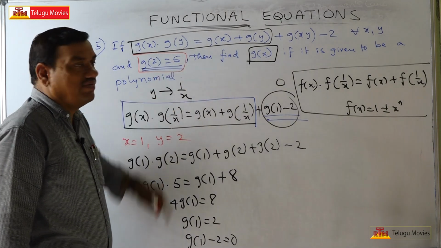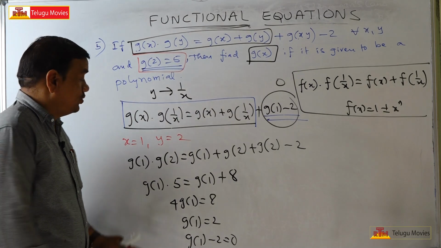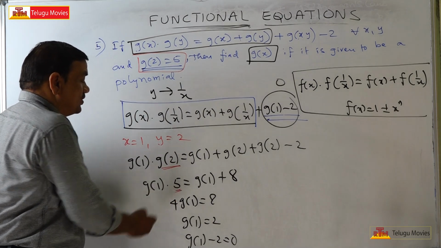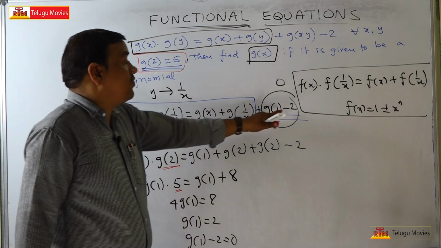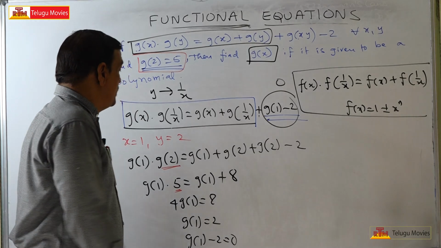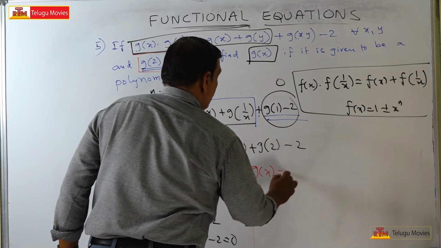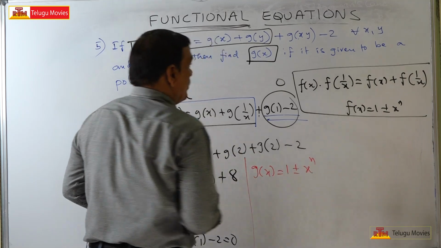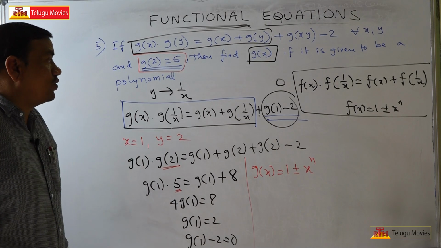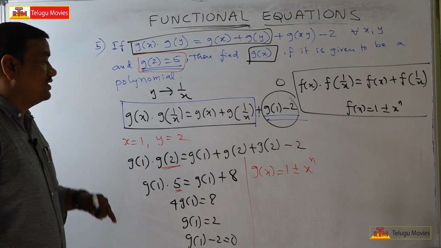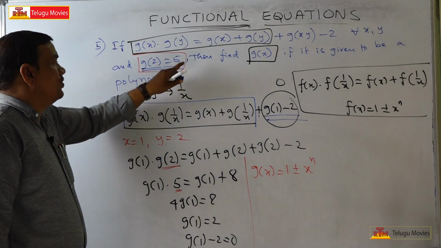g of 2 value is given 5. So, that is why we substitute x is equal to 1, y is equal to 2. So, g of 2 is equal to 5, directly we will get g of 1 value. So, luckily g of 1 minus 2 value is 0. Therefore, up to here we can take g of x is equal to 1 plus or minus x power n. Understand this? So, g of x is equal to 1 plus or minus x power n. Clear?